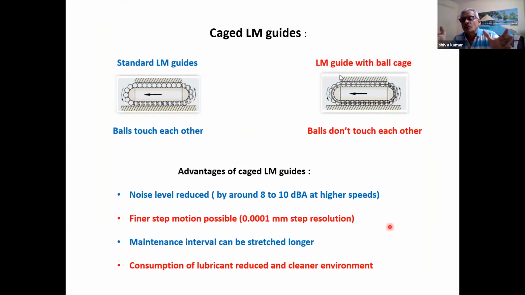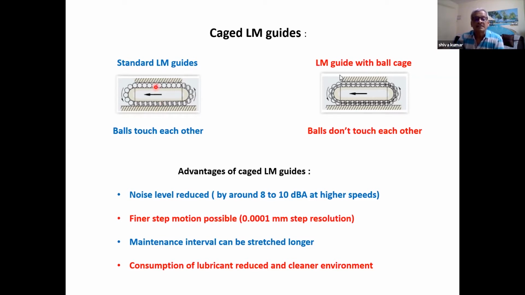Now, as I told you, sometime around 1973, the LM guide was developed where the balls used to touch each other. That means, you can see on the left side, in the normal or standard LM guides, one ball pushes the other ball, like that it recirculates. Now what happens, because the balls are touching each other, there will be rubbing of the balls, so the temperature will go up, the lubrication film may fail, etc.